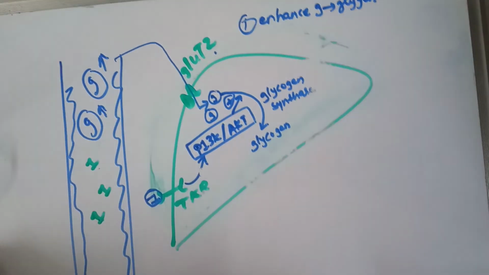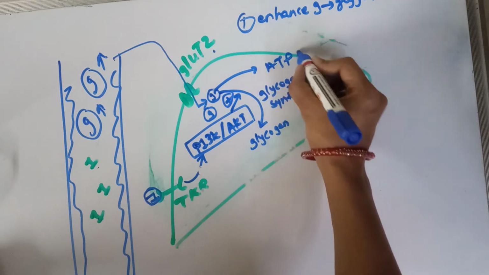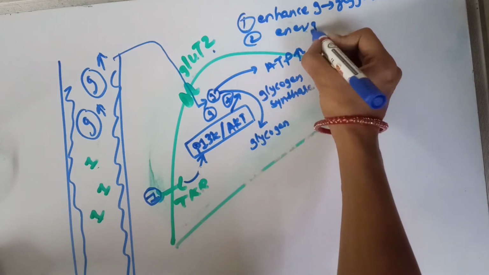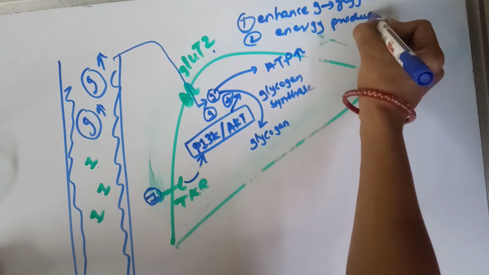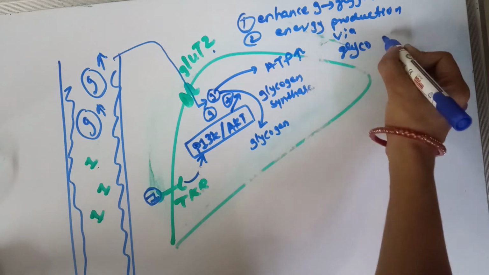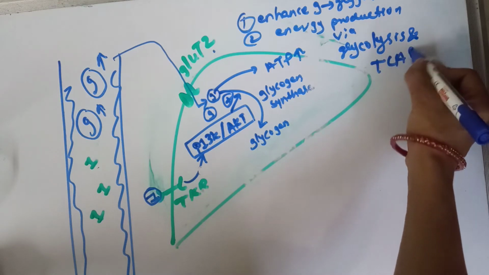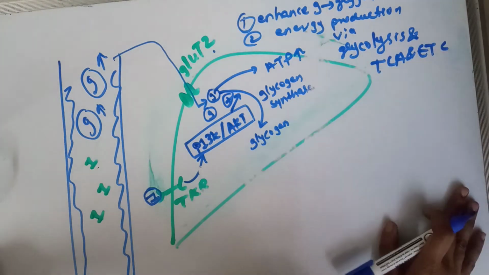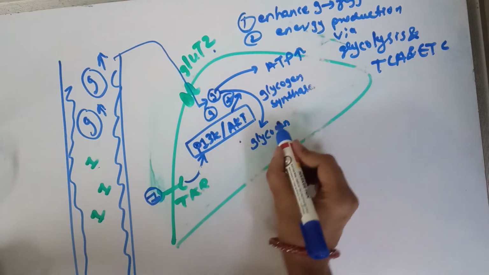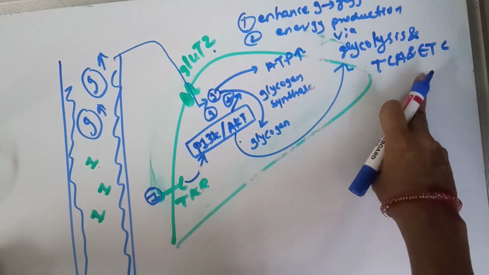Next, this glucose is also converted into ATP. Second, energy production via glycolysis and TCA and electron transport chain. So this PI3K AKT set enhances these processes: glycolysis, TCA and ETC.